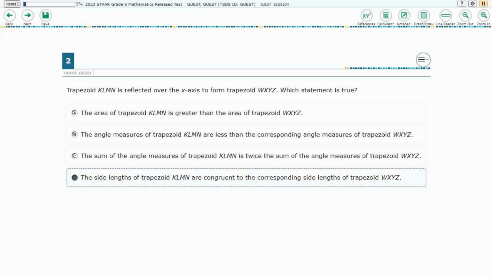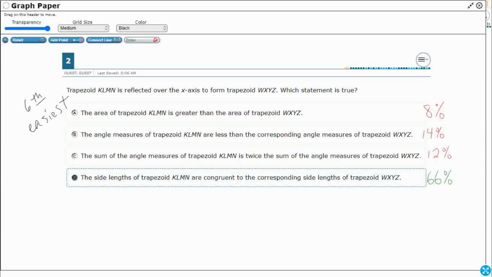Let's see how we did across the state of Texas. So this was tied for the 6th easiest problem. You see we had 66% of our students get this one correct. Now here's the interesting thing. Our incorrect answers were really focused around B and C, and both of them had to do with angle measures.